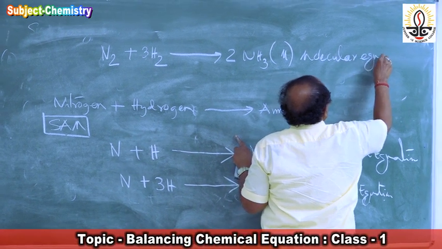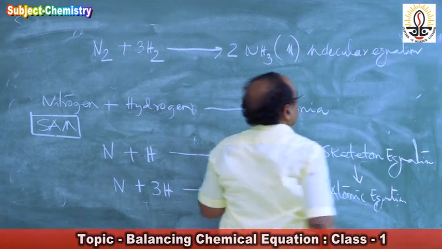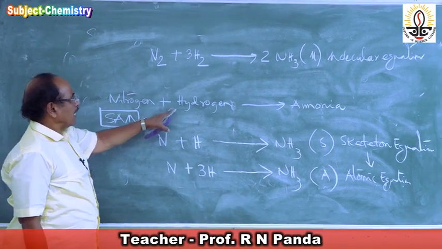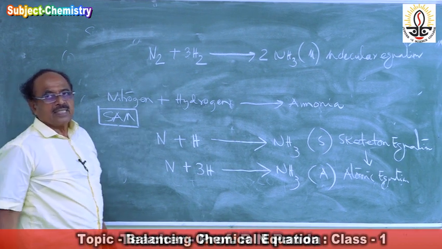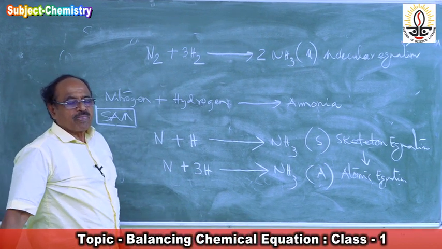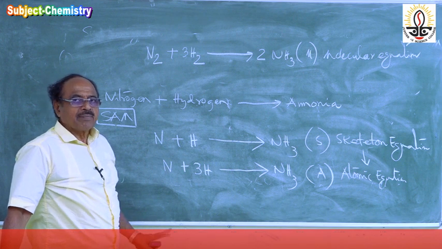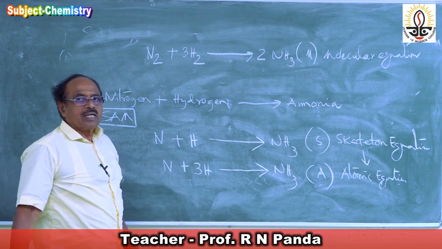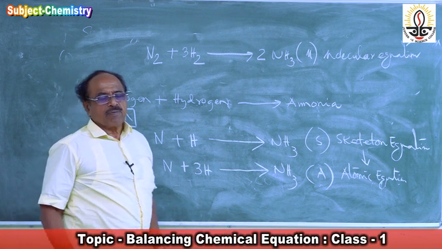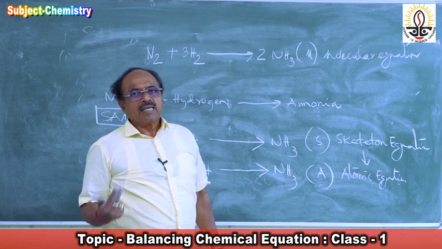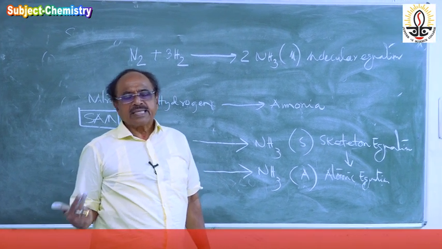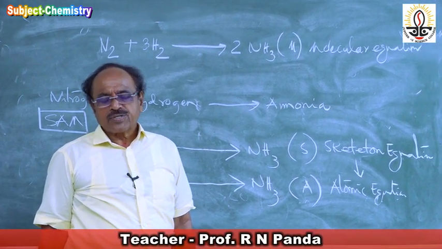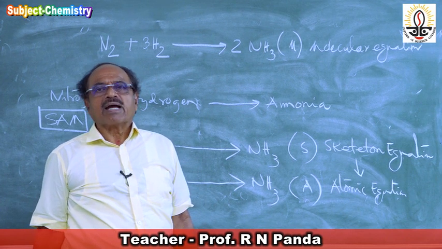This molecular equation is the balanced chemical equation of the reaction: nitrogen when it reacts with hydrogen forms ammonia. It is an expression, a chemical reaction. And I want to represent such a chemical reaction by a formula. What will I do? I first write the skeleton equation, then I make it an atomic equation, then I make it a molecular equation. That is my balanced chemical equation. So I am representing the chemical reaction by a balanced chemical equation.